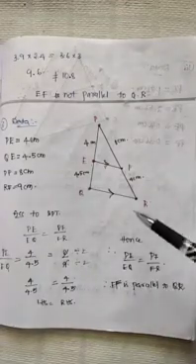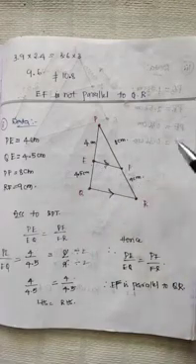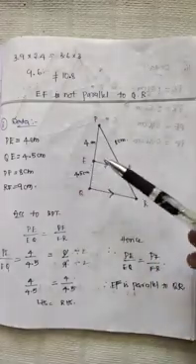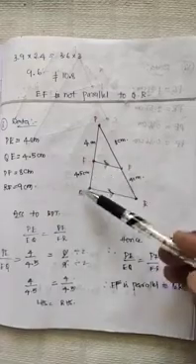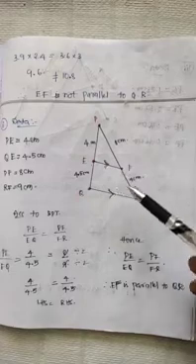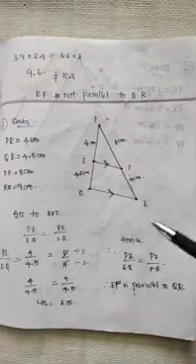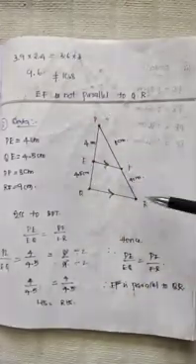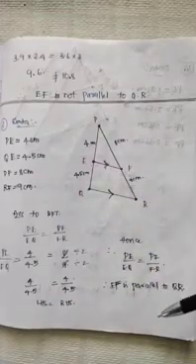So the given EF is parallel to QR in the given triangle. According to the basic proportionality theorem, if a straight line is drawn parallel to a side of a triangle, then it divides the other two sides proportionally, which is verified. Hence we get PE by EQ equals PF by FR. Therefore EF is parallel to QR.